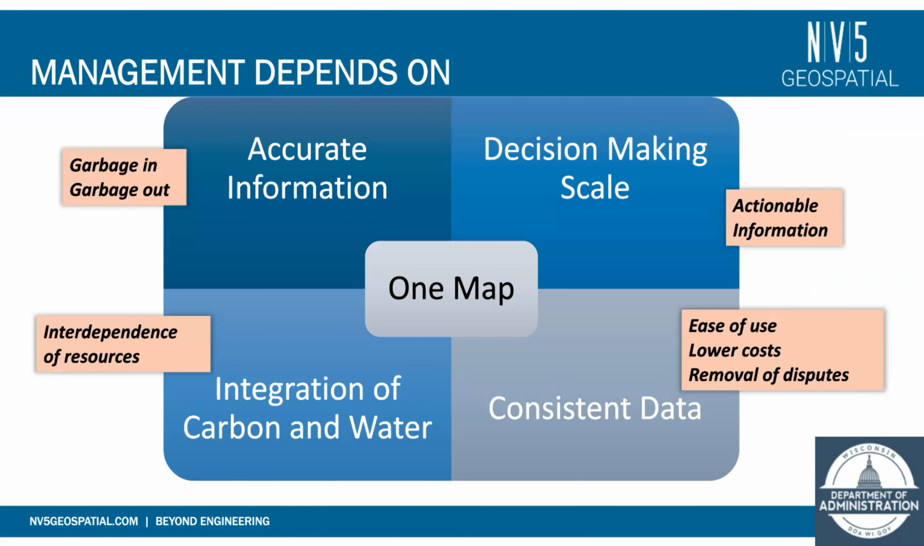And so what we want to do is manage the landscape. And to manage the landscape, we need accurate information. We need actionable information at a decision-making scale. We need it to be consistent. And we need to understand not just water, not just carbon, but how these two cycles interact together. And so the point of this is to bring these data sets together in a common framework. And that's what we're calling One Map.